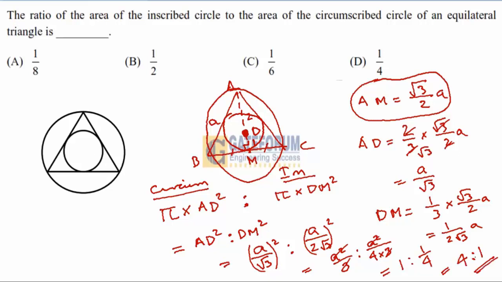I hope you can understand. Now you see here they have asked you the ratio of the area of the inscribed circle first, then the circumscribed circle. We have taken the circumscribed first and the incircle later. So obviously it will be the reverse. Hence you will say that the ratio is 1 by 4. I hope we understood that.